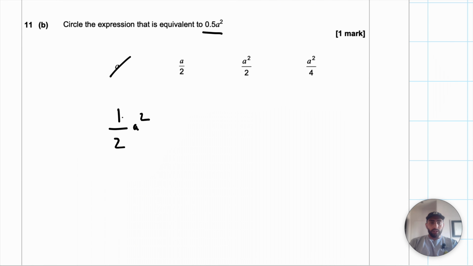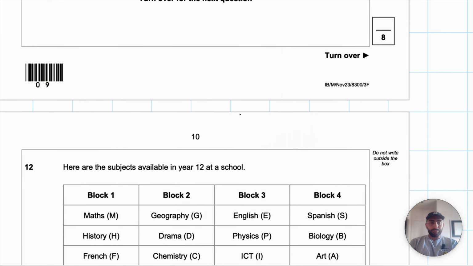So 1/2 a squared is the same as 1/2 multiplied by a squared. So I can bring this a squared over to my numerator. I've just multiplied both of these together. So that's the same as a squared over 2, which would be that one.